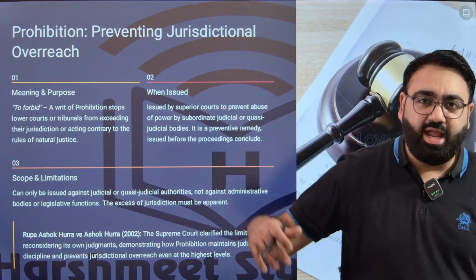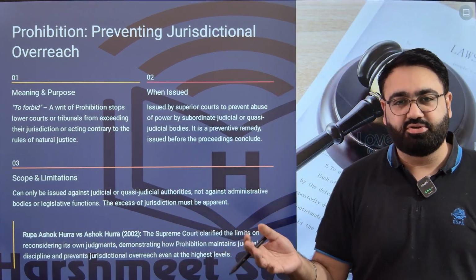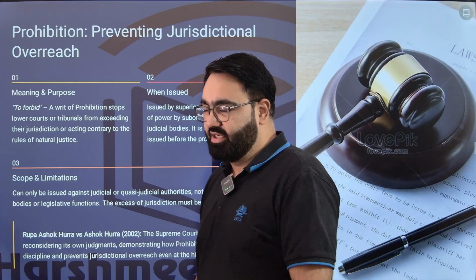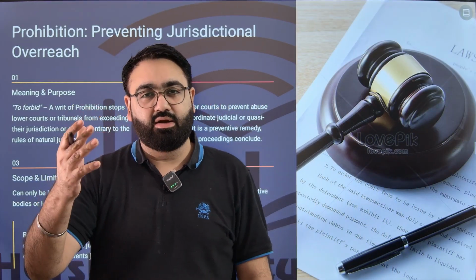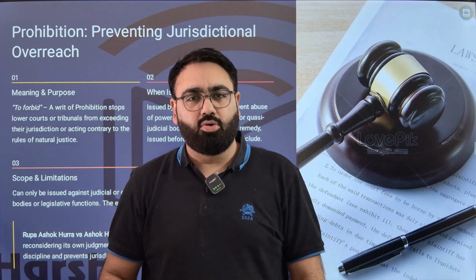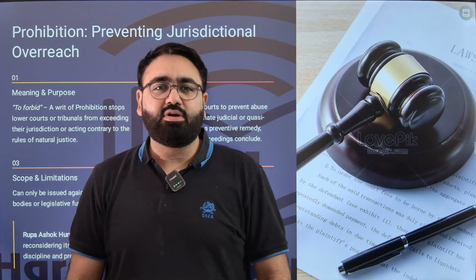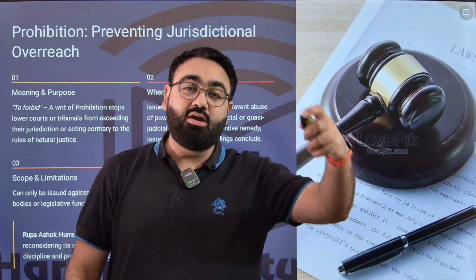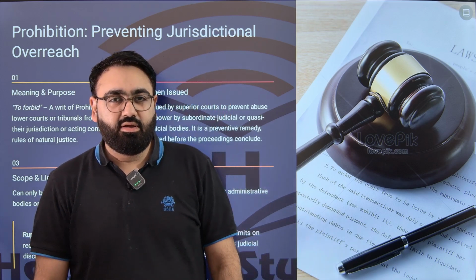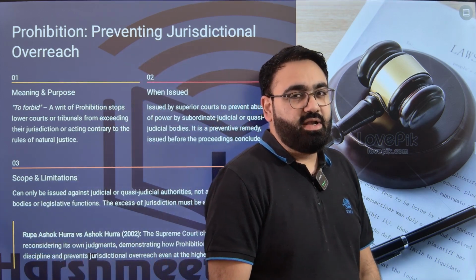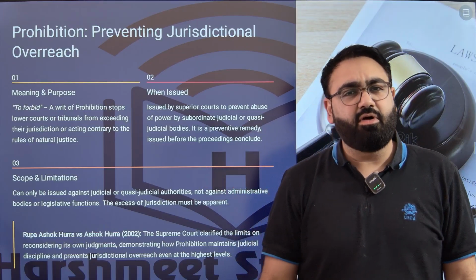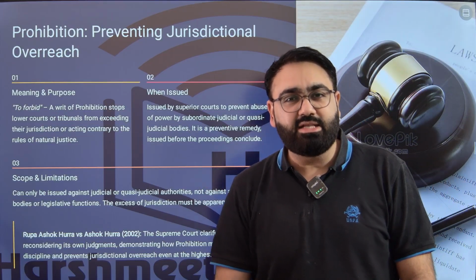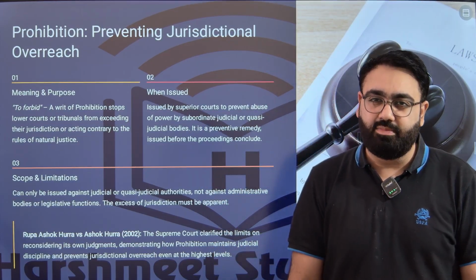Now, the third and the fourth writ, prohibition and certiorari, are quite similar to each other. Both prohibition and certiorari are used by the higher court to order the lower court in case a lower court is hearing a matter which is beyond its jurisdiction. When the High Court or the Supreme Court believe that the lower court is hearing a matter which they are not supposed to hear for whatever reason, in that case, prohibition or certiorari will be issued.